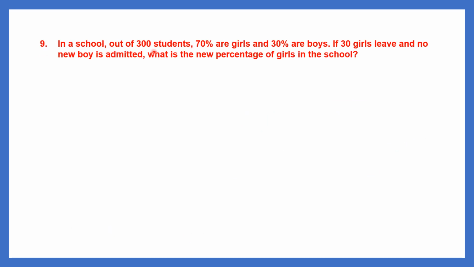In a school, out of 300 students, 70% are girls and 30% are boys. If 30 girls leave and no new boys are admitted, what is the new percentage of girls in the school? Okay, first we need to write what is given to us. So let's write that. Number of children in a school is 300. Out of that, 70% are girls. So to find the number of girls, we have to say that 70% of the total number of students. That means 70% of 300. This is what is given to us, isn't it?